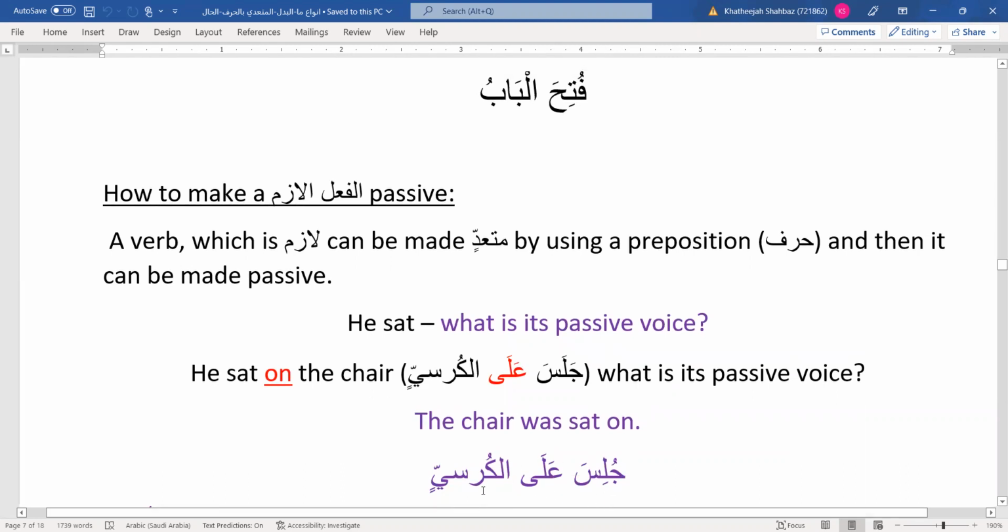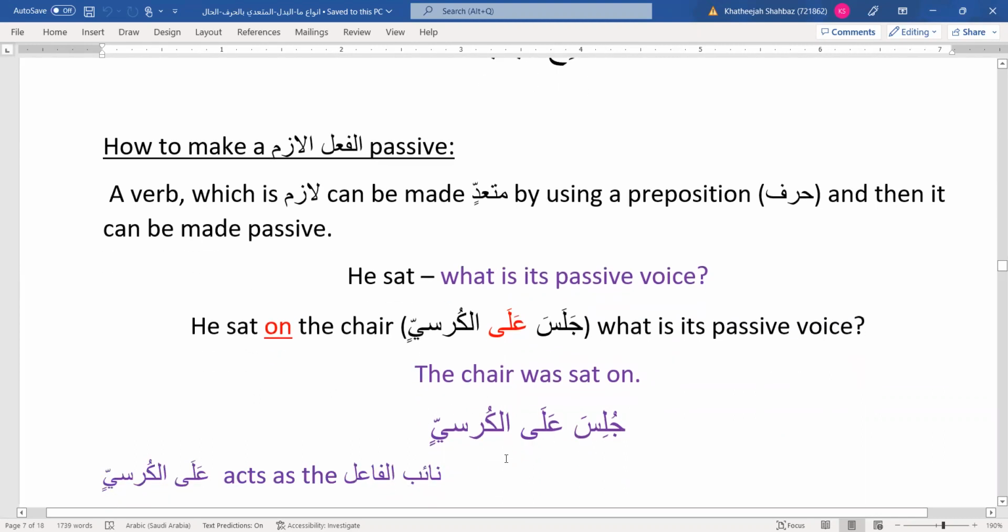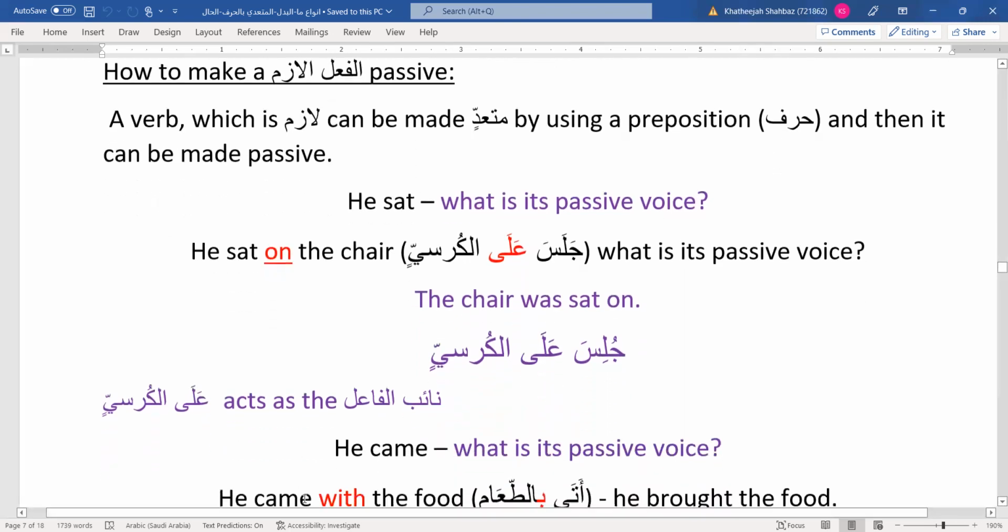Ala al-kursi is now its naibul file. The kursi was sat on. The chair was sat on. And ala al-kursi, not just kursi, will act as naibul file. It is a jar majroor, but we will call it naibul file. It is acting like a naibul file. We're still revising, nothing new yet.